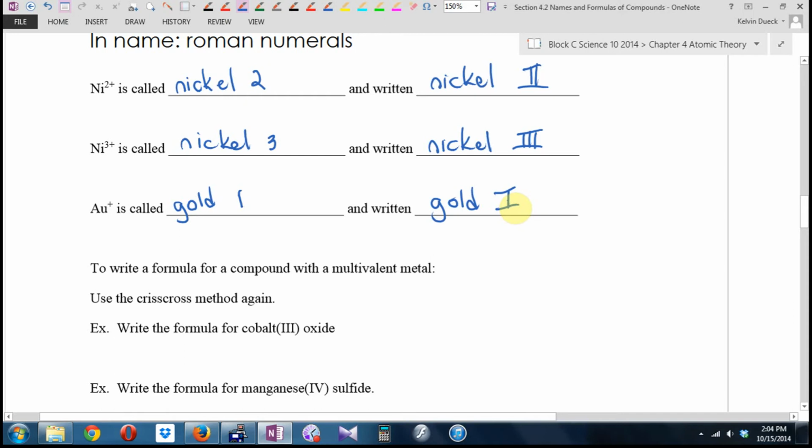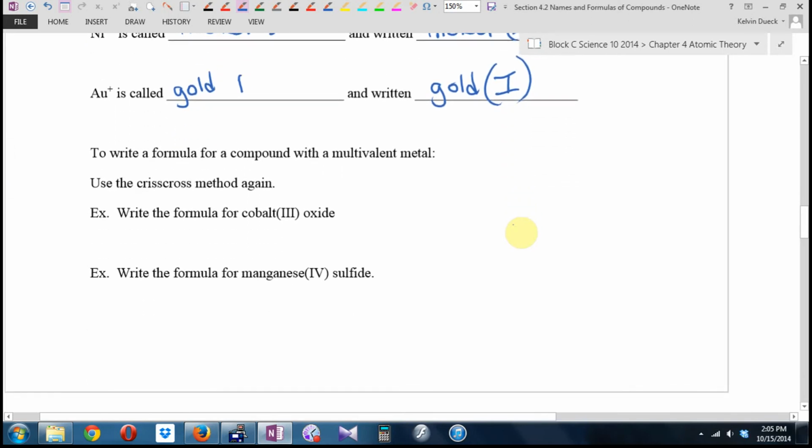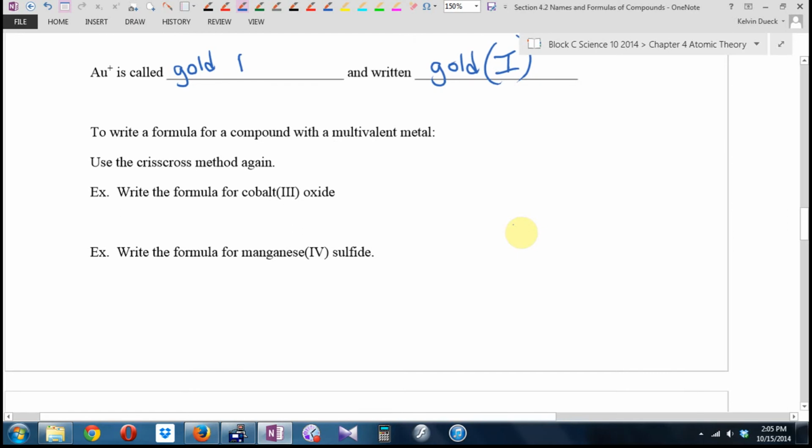Okay. Now, let's go back. You often put the charge in brackets. I'm not sure if they're consistent on that or not. We'll find out. So, to write a formula for a compound, now we're going from name to formula. From formula to name is tougher. From name to formula, not so bad. We're going to use the crisscross method again.